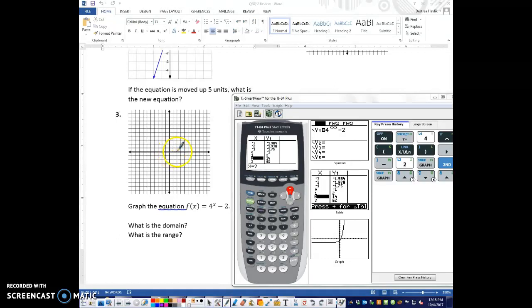So over 2, 1, 2, 3, 4, 5, 6, 7, 8, 9, 10, 11, 12, 13, 14. So it's going to be somewhere over here. Okay, and then we have 1 and 2. So go over 1, up 2. Okay. Then we have 0, negative 1. And we have negative 1, negative 1.75. And then it keeps going.